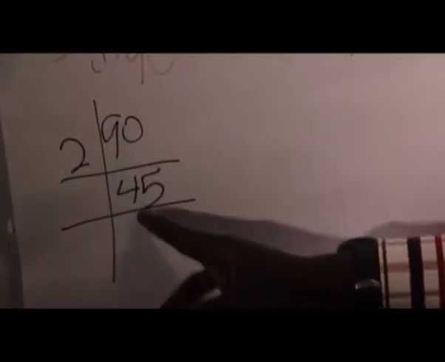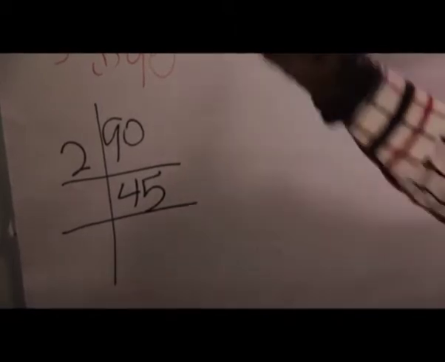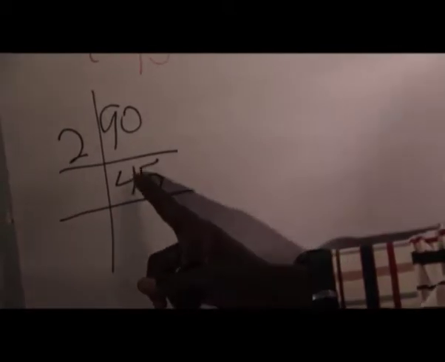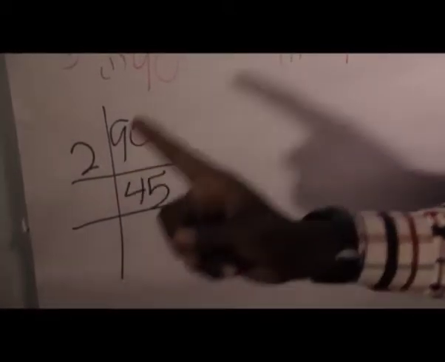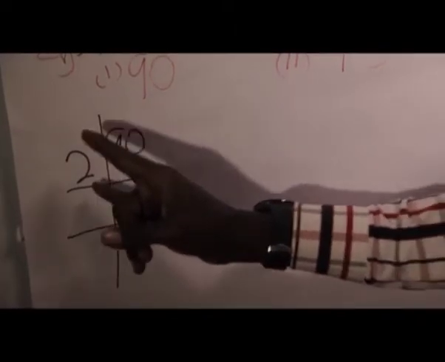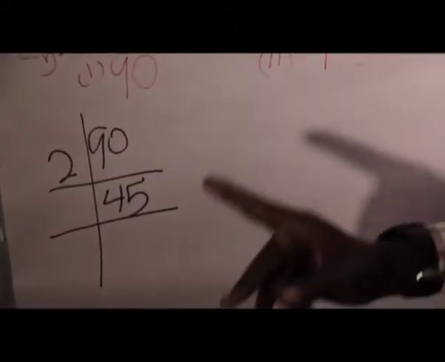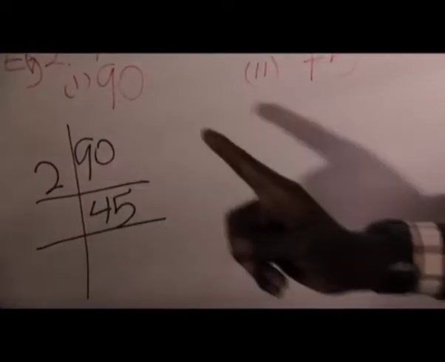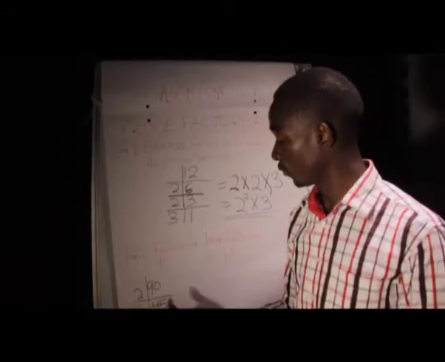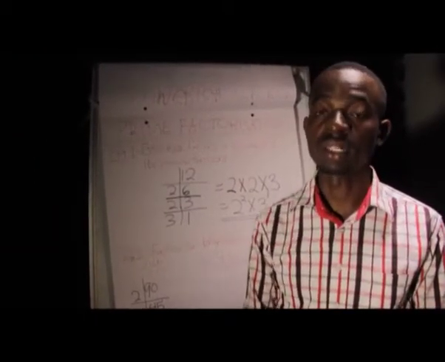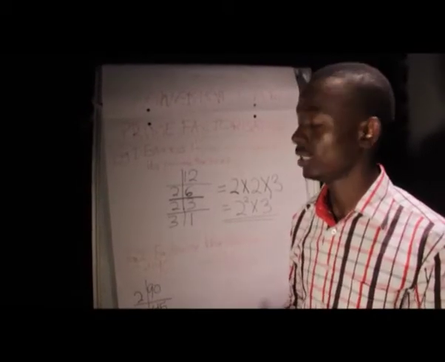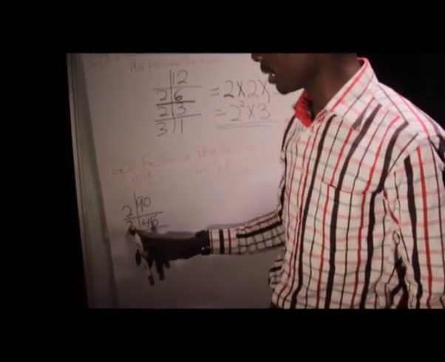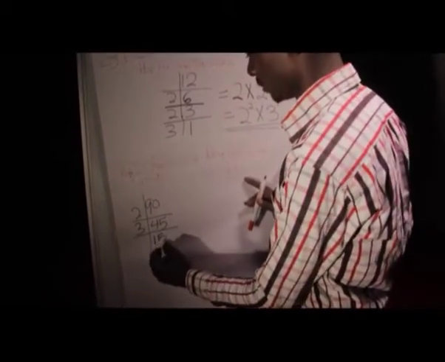Remember we said that you keep on dividing until you have 1 as your last number, just like we had it in the previous example. So I look at my 45. Is 45 divisible by 2? The answer is no, because 45 divided by 2 gives me 22, remainder 1. So I proceed to the next prime number, which is 3. Does 3 divide 45? The answer is yes, because 45 divided by 3 gives me 15, remainder 0. So I can write my 3 here. 45 divided by 3 is going to give me 15.